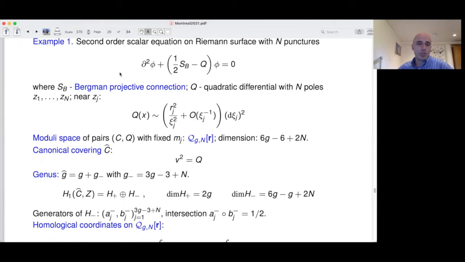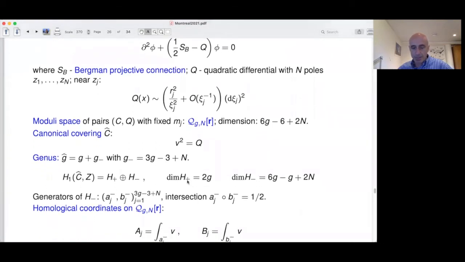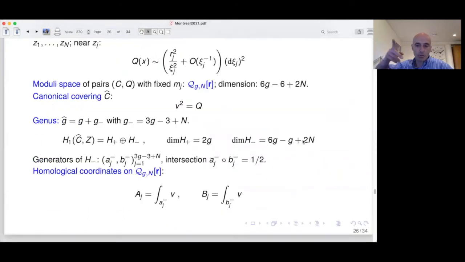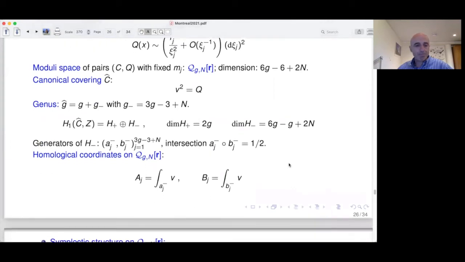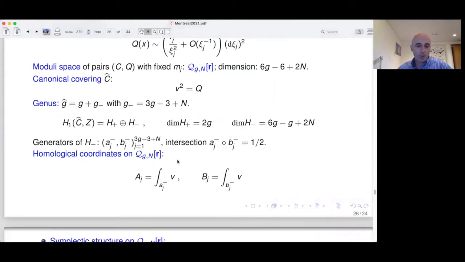The moduli space here is a space of pairs: a Riemann surface and a quadratic differential. So you introduce a canonical cover corresponding to this, v squared equals q. This is the 2-sheeted cover of the original Riemann surface. You take the homology space of this cover and decompose it into plus or minus parts according to the parity with respect to the natural involution. And you choose in H minus, which is called the Prym space.